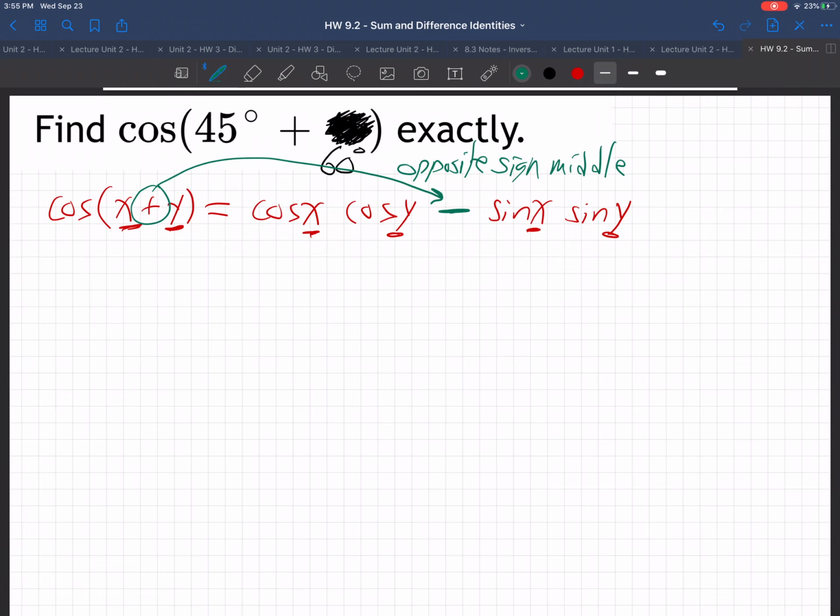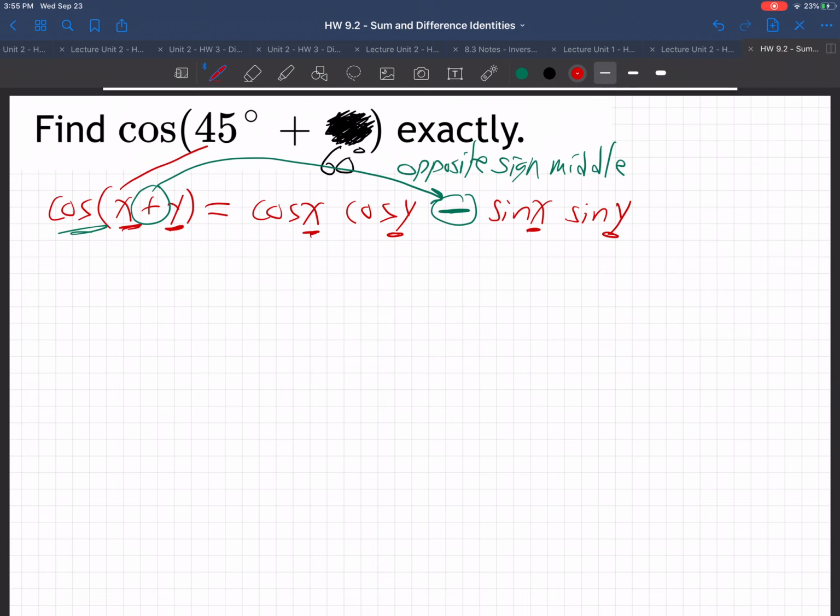I had a buddy that used to memorize it that way back when I was in junior college taking these classes, and he said cosine is not your friend. He does the opposite sign in the middle, whereas sine keeps the same sign in the middle. All right, on we go with the problem.